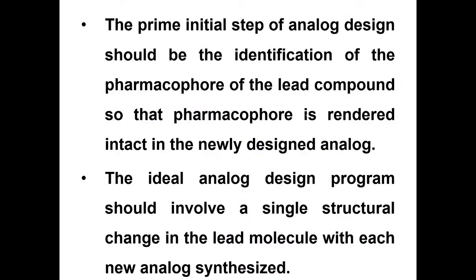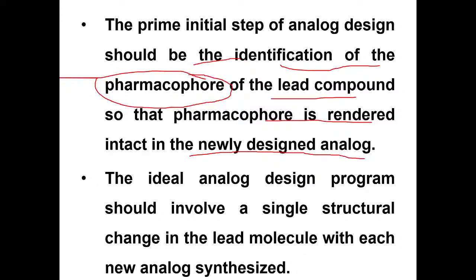So the prime initial step of analog design should be the identification of the pharmacophore of the lead compound, so that the pharmacophore is rendered intact in the newly designed analog. Okay, so the first step is to identify the pharmacophoric group, because if you alter the pharmacophoric group, what happens? You will start losing the desired pharmacological activity. So the first primary goal is to identify the pharmacophore and retain as many properties of the pharmacophore as possible.